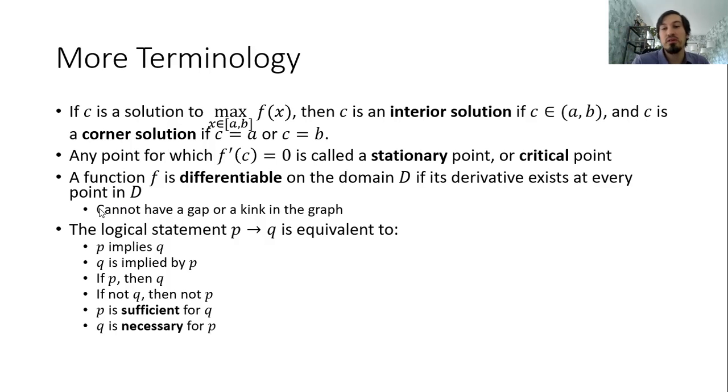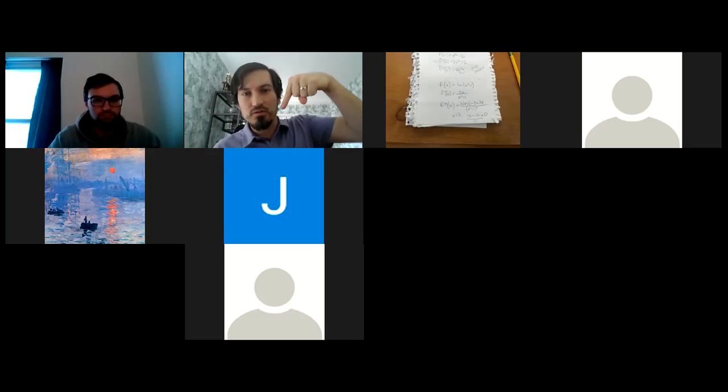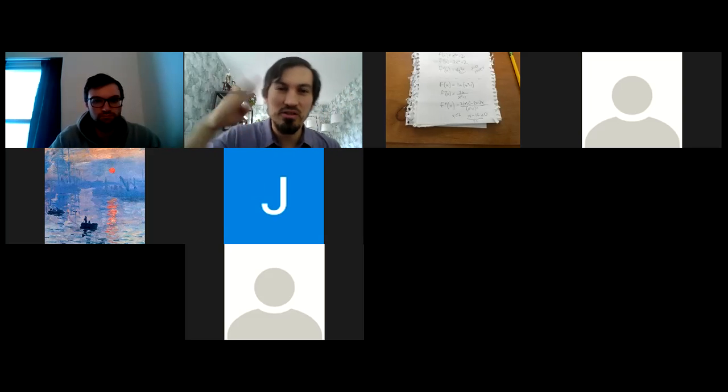You say f is differentiable if its derivative exists at every point in the domain D. Effectively, what that means is you can't have a gap in the function. If the function has a gap in it, it's not differentiable at that point. Or if it has some kind of kink, let me just stop sharing and look at you guys for a second. You know what I mean by a kink. If a function's going up and then it really quickly goes down like that, at that point where it switches really quickly, the slope is non-differentiable. And that can actually mess up your optimization problems, unfortunately.